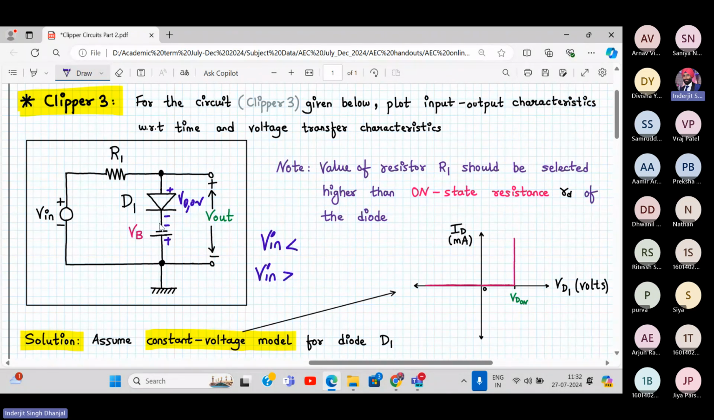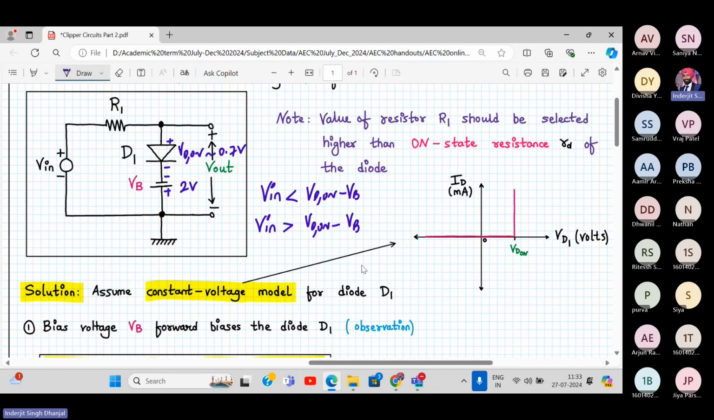In this case, this bias voltage is helping the diode to turn on, so I have to apply that much less voltage. Let's say VD on is around 0.7 and this VB voltage is 2 volt. So now the input just needs to cross how much voltage? 2 volt minus 0.7, that is 1.3 volt. It's not the addition, it's subtraction. So it will be VD on minus VB. Only that is the difference. The rest of the analysis remains the same.